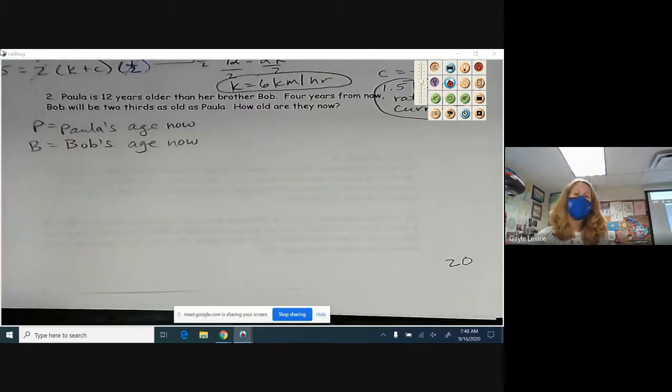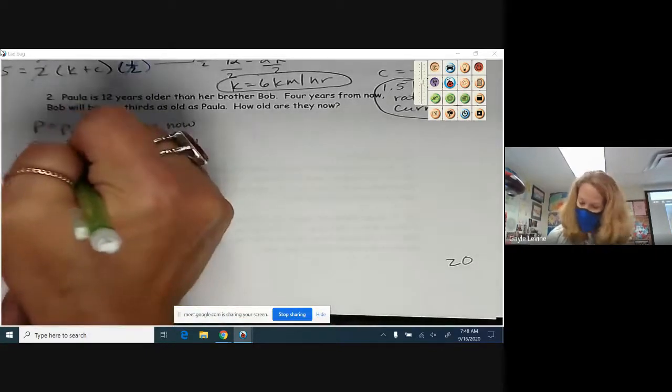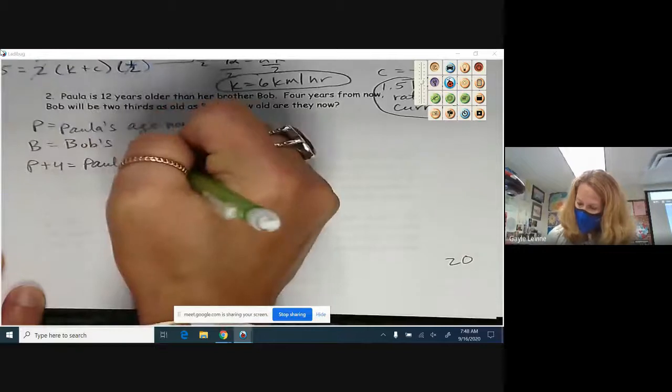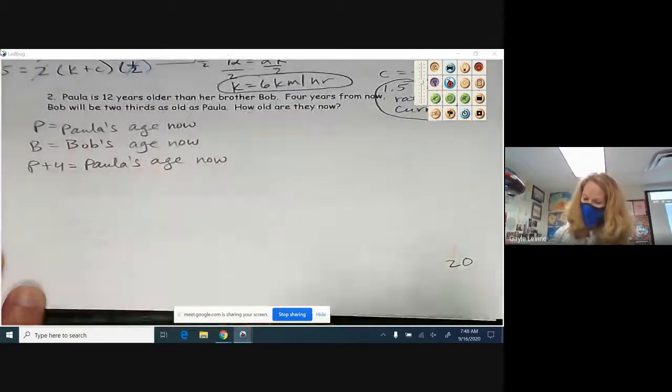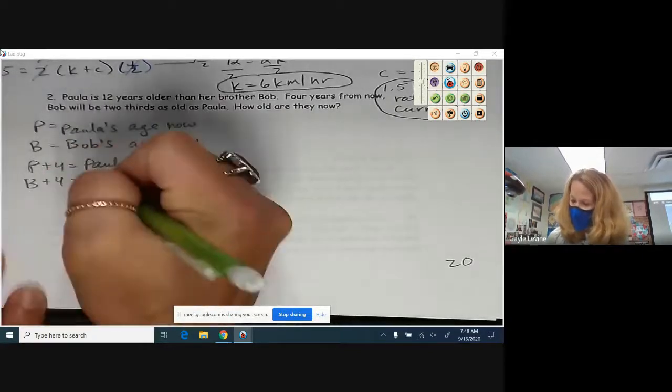Setting up the problem is really important, because if you have a good setup, everything else goes better from there. Okay, and now we want to project both of those 4 years. So I'm going to do P plus 4 is Paula's age in 4 years. And then I'll do the same thing for Bob. So B plus 4 is Bob's age in 4 years.